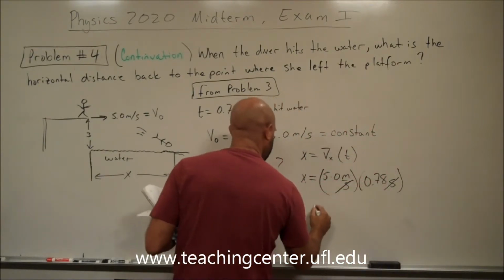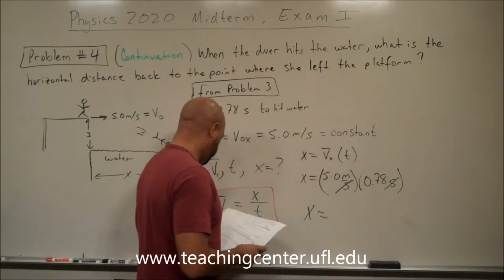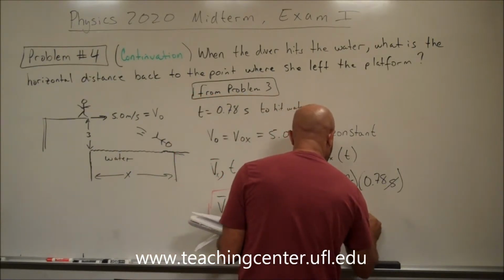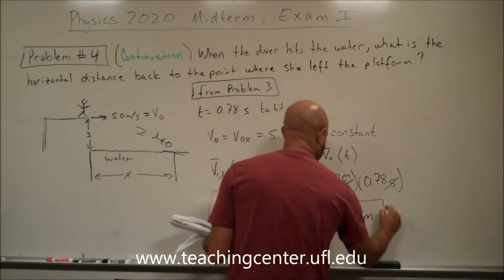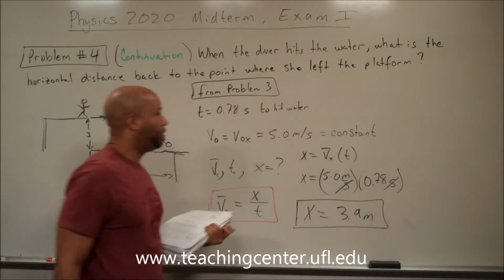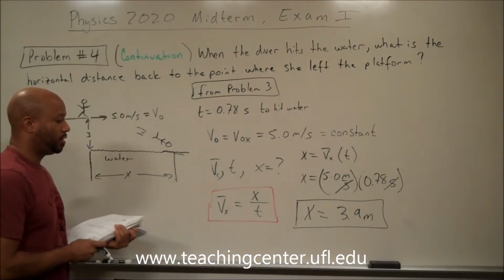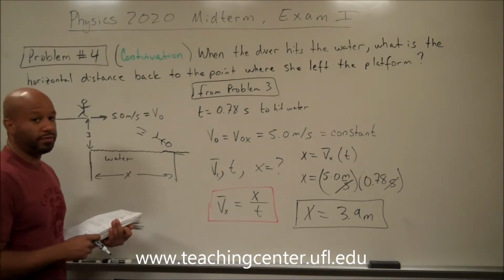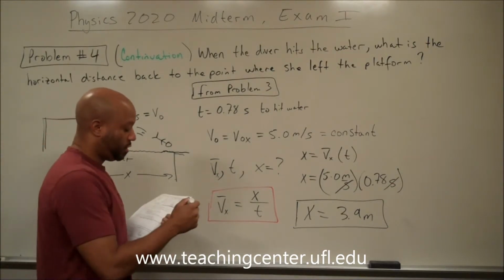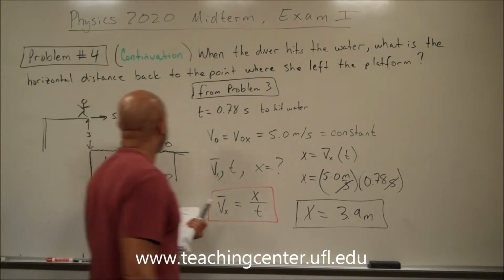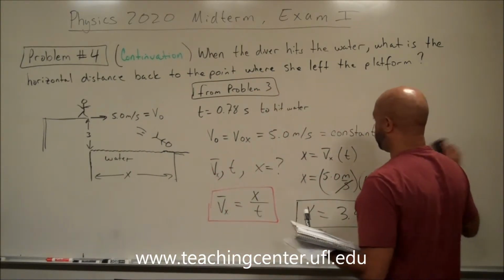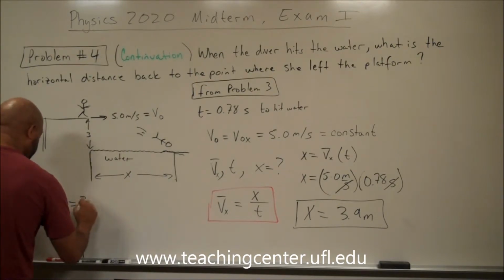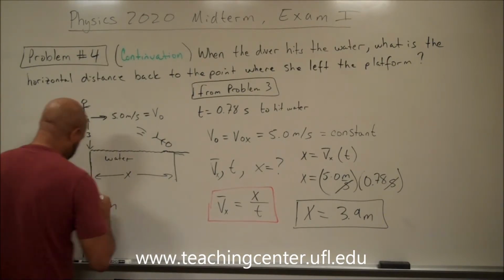And we're just left with meters. And that works out to be 3.9 meters. Okay? Now, some of you may have been tempted to use a different formula, and I just kind of want to note this. So we found the answer to be x is equal to 3.9 meters, okay?